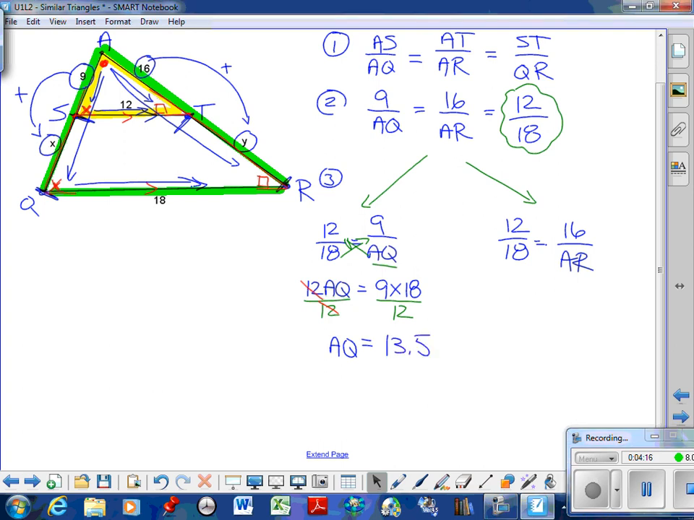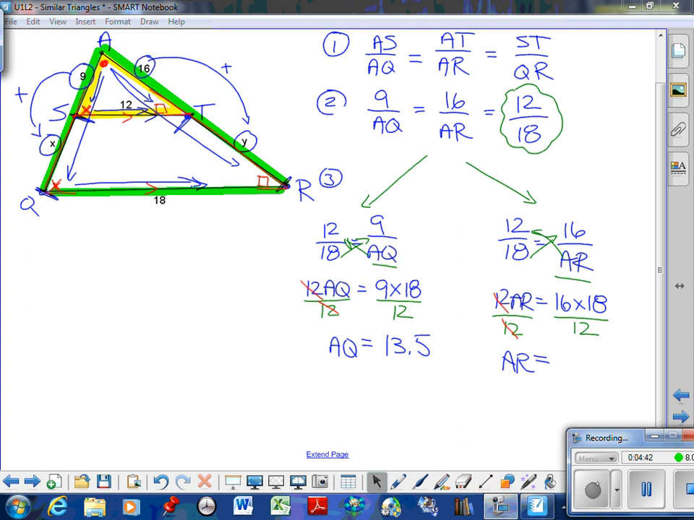On to the next one. Again, the AR is going to get multiplied up. The 12 is multiplying AR, so we have to do the opposite operation. Divide by 12. So AR is equal to 24. So there we go.